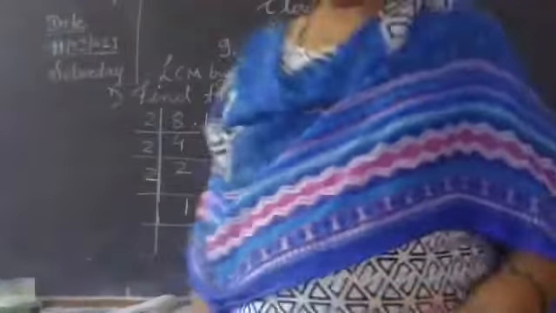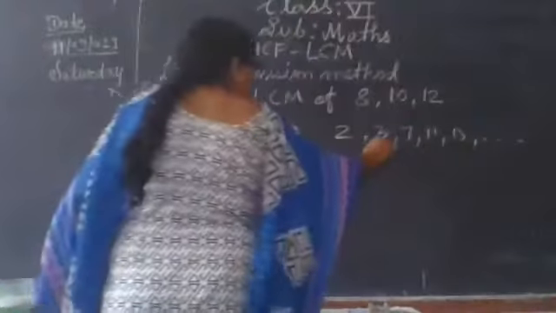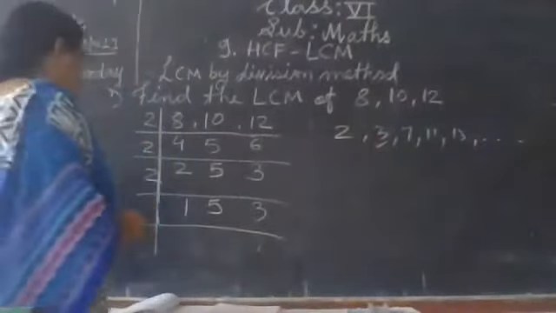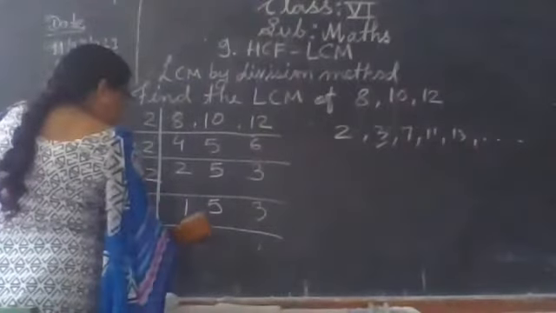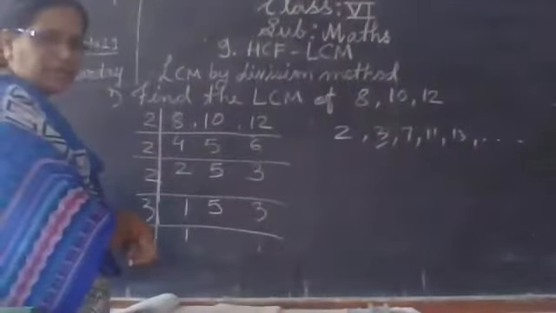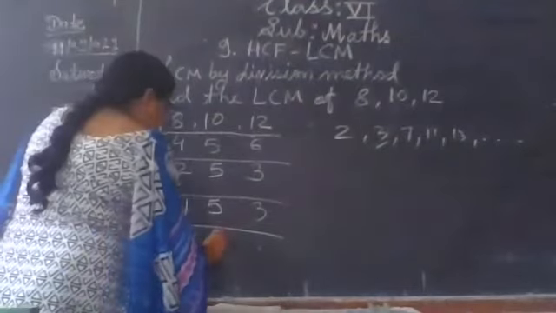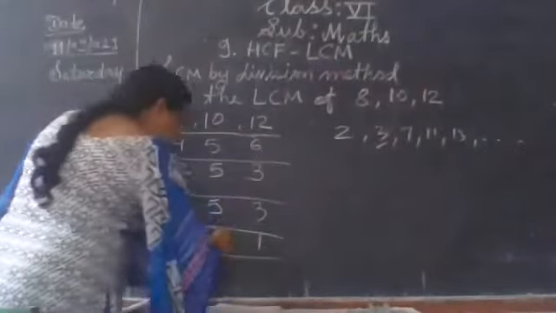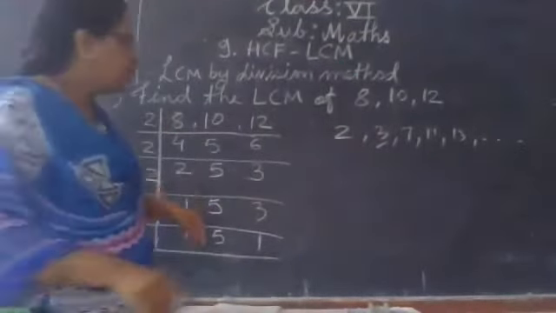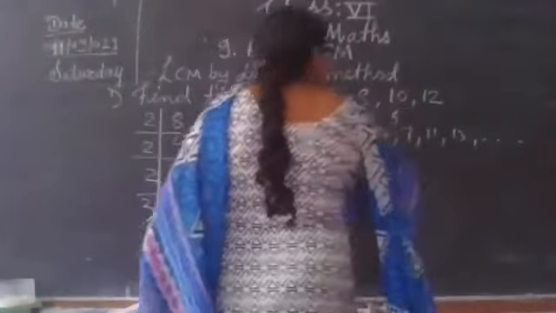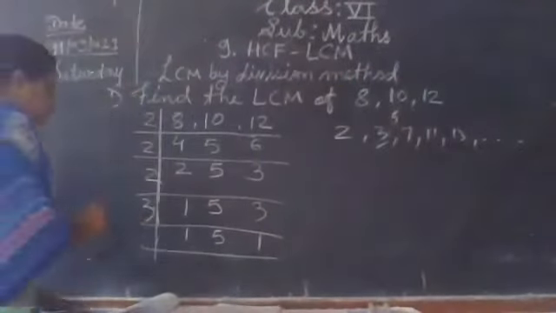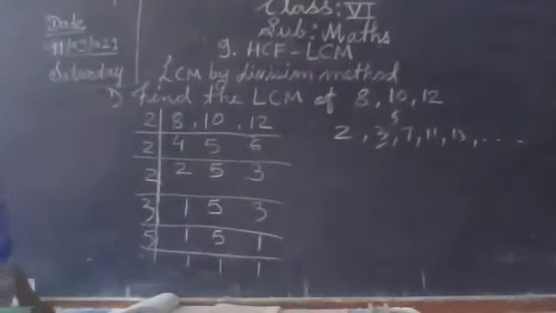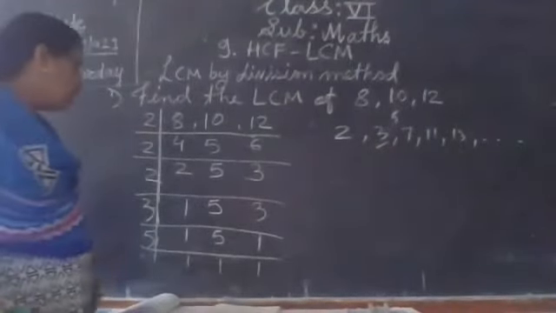Both 5 and 3 are not divisible by 2. So we will take the next prime, 3, because the remainder has 3. 3 ones are 3. 5 is also not divisible by 3, so we will write 5 as it is. So the remainder is now 5. So we will take the next prime number, 5. 5 ones are 5. All remainders are 1. Now we will multiply all these.